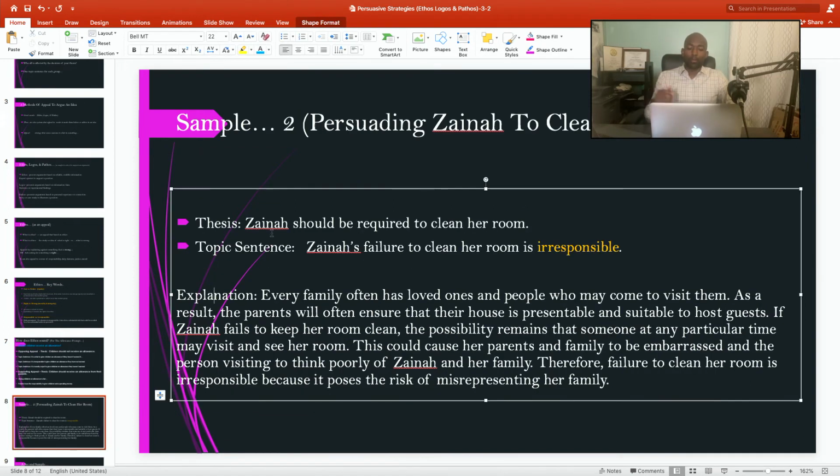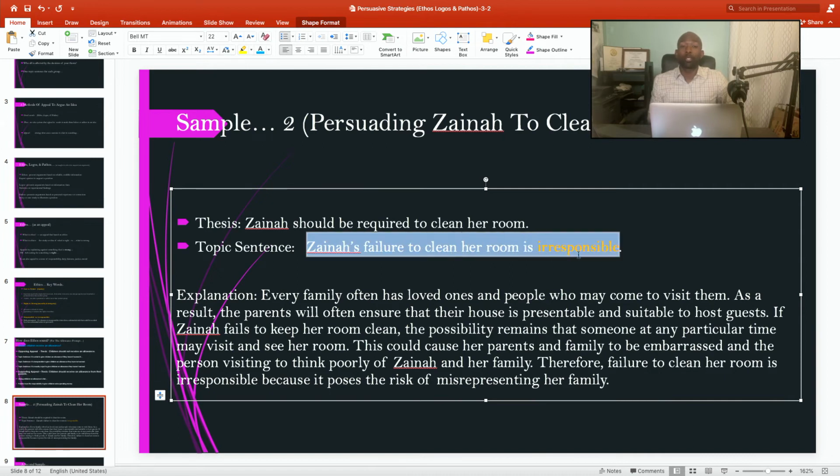And then this one that I was going to look at first. It says Zaina should be required to clean her room. That's a thesis. And now, topic sentence, Zaina's failure to clean her room is irresponsible. Well, irresponsible has to do with risk assessment. In other words, I got to explain how it poses a potential risk, right? So that's what the explanation does.